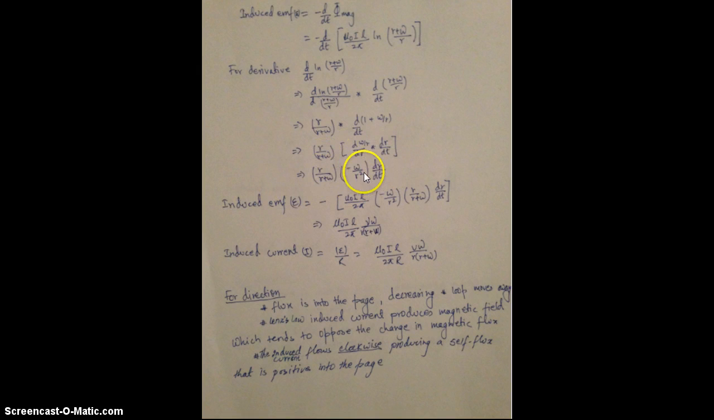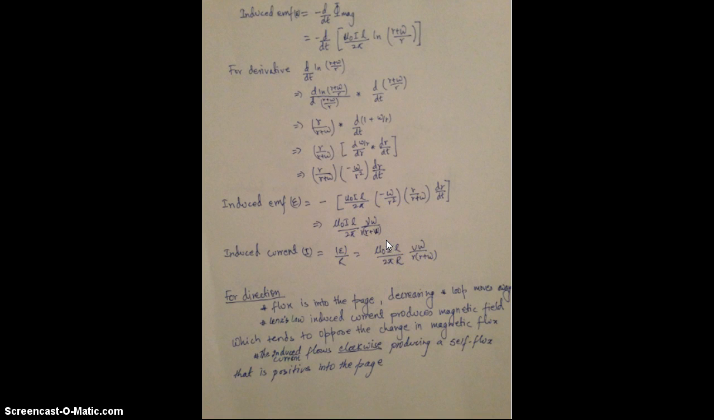After plugging this into the induced EMF formula right here, you get negative mu naught I L divided by 2 pi times negative w over r squared times r over r plus w times dr by dt. dr by dt is the time rate of change of distance, which is the velocity. So your induced EMF is mu naught I L divided by 2 pi times V times W divided by r times r plus W. Your induced current is this EMF divided by big R, and this is your form right here.